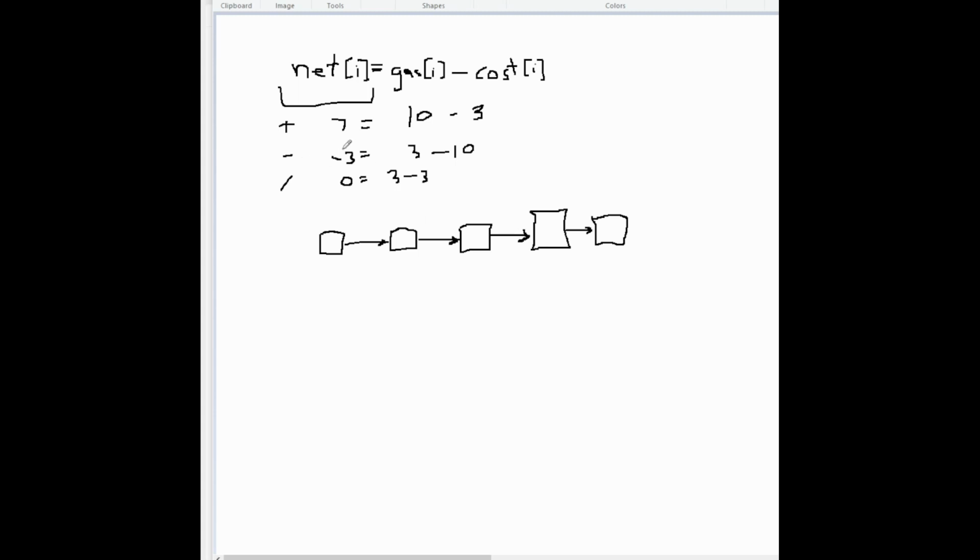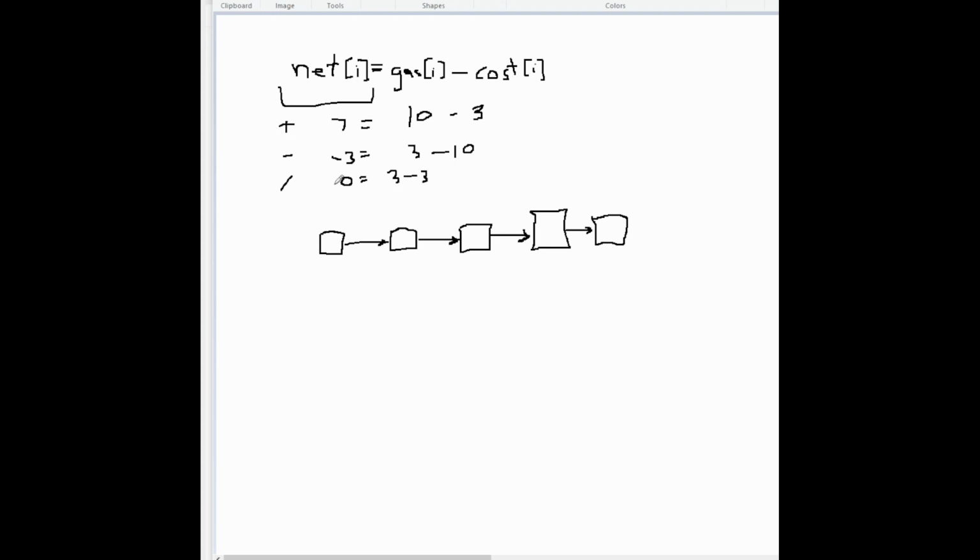What if I see a negative value? It means that the cost was higher than the gas. It means that I got 3 gallons, for example, of gas, but I had to spend 10 to progress. So when I pass through this ith gas station, if I see a -3, it means that I'm going to be spending more than I get to pass through here, and I'm going to be losing 3 gallons out of my tank overall. That's the net change in my tank.